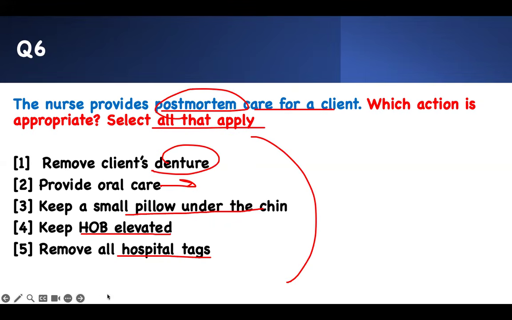So what are you going to do? Are you going to remove all hospital tags? No. We got to identify the client. We got to keep the head of the bed elevated so that blood can drain and prevent discoloration. You can keep a small pillow under their head, same purpose. Oral care is not necessary, and keep their dentures on. Therefore, 3 and 4 are your right answers.